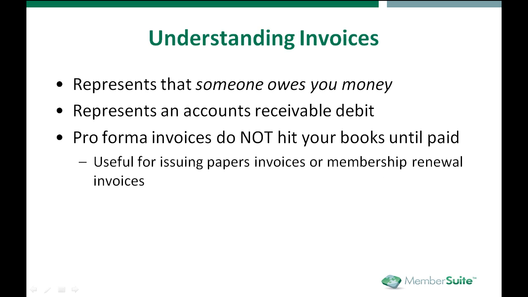In MemberSuite, an invoice represents the notion that someone owes you money. An invoice has one or more line items, and once it's created, it represents an account receivable debit in your books. The exception to this rule is a pro forma invoice, which does not hit your books in any way. Pro forma invoices are useful for times when you want to issue an invoice, but you don't want to have the revenue hit your books until it's paid. For instance, a membership renewal invoice. Pro forma invoices automatically become regular invoices when a payment is applied to them.